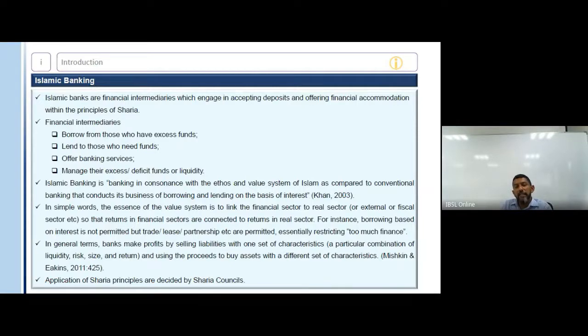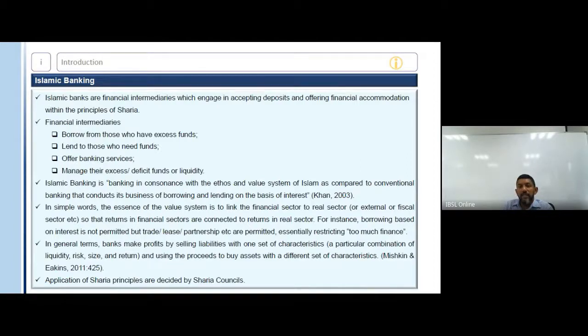As long as these two create acceptable spread for banks, there could be banking even without borrowing on interest and lending on interest thinking. And this particular definition, in general terms, banks make profit by selling liabilities with one set of characteristics and use the proceeds to buy assets with another set of characteristics.